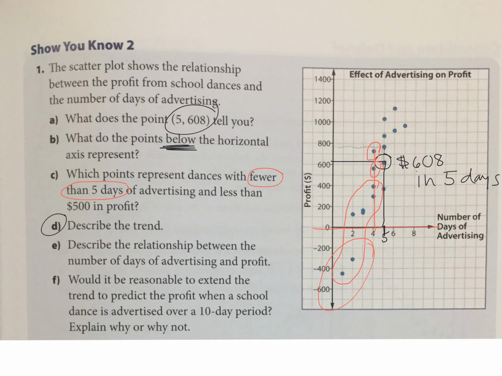Okay, so describe the trend. We talked about this already. What's the trend in this data? What's happening? It's increasing to the right. Upward to the right, a positive upward trend. And we've already talked about the relationship between the number of days of advertising and the profit. What happens as they start to advertise more? Their profit increases. Excellent.